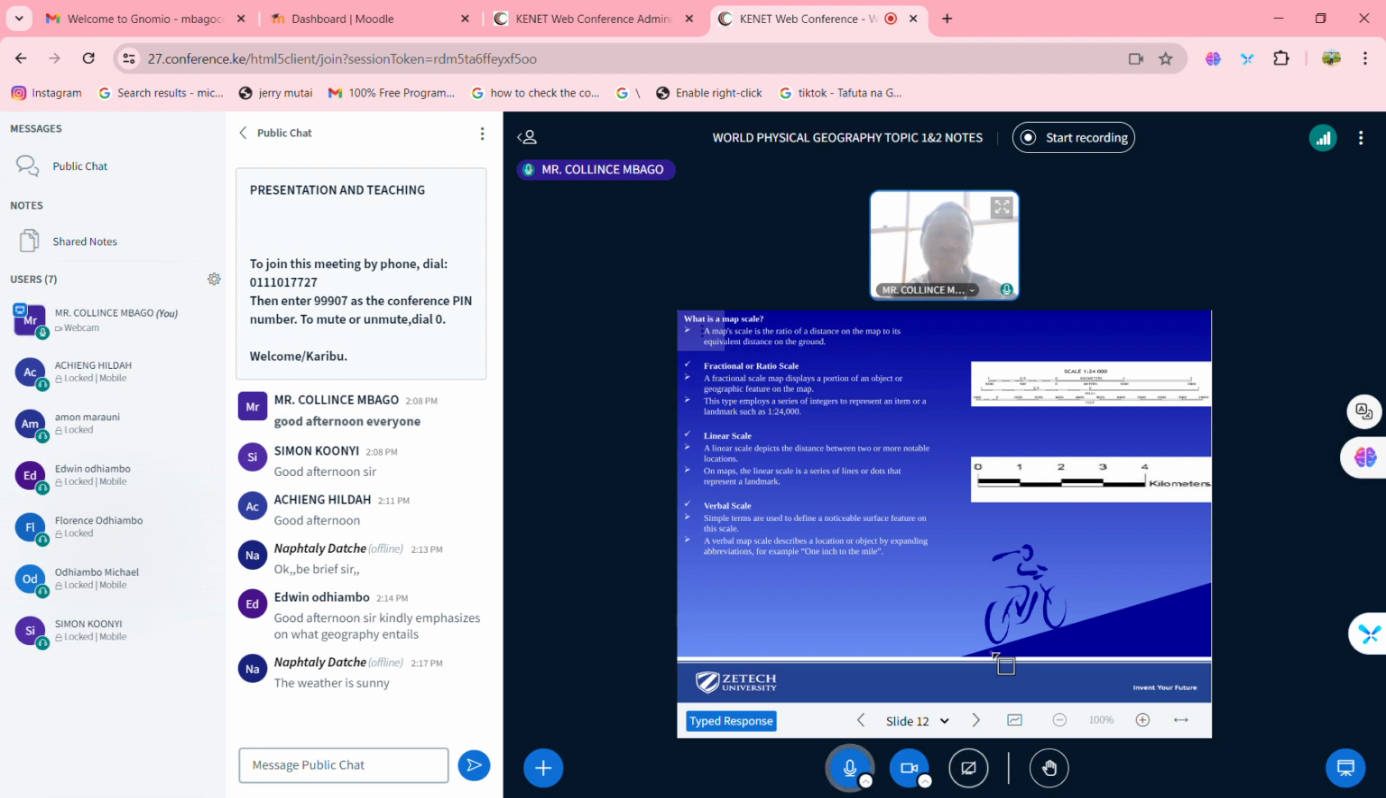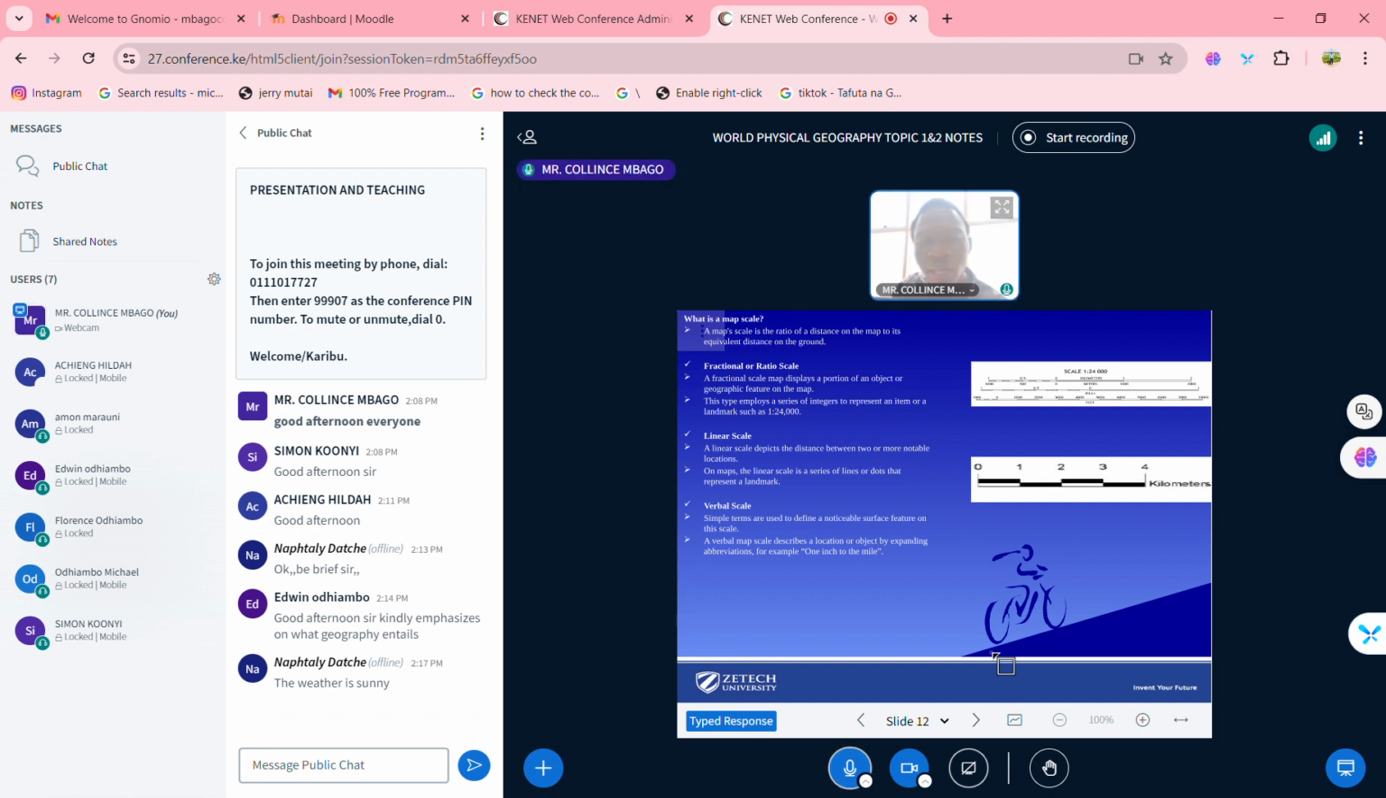Then we have types of map scale. We have fractional or ratio scale. A fractional scale map displays a portion of an object or geographic feature on the earth. This type employs a series of integers to represent an item or a landmark, such as we have 1 to 24,000, things like that.